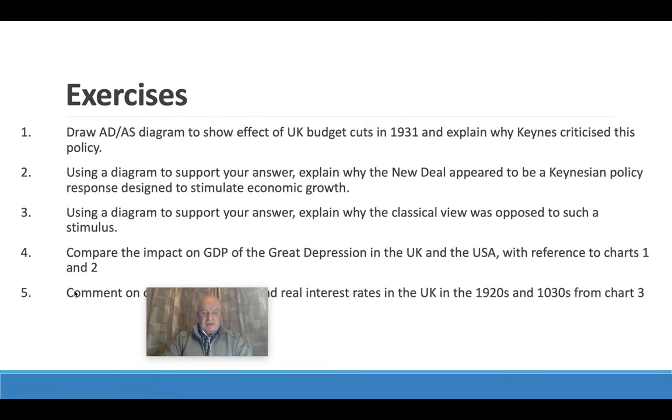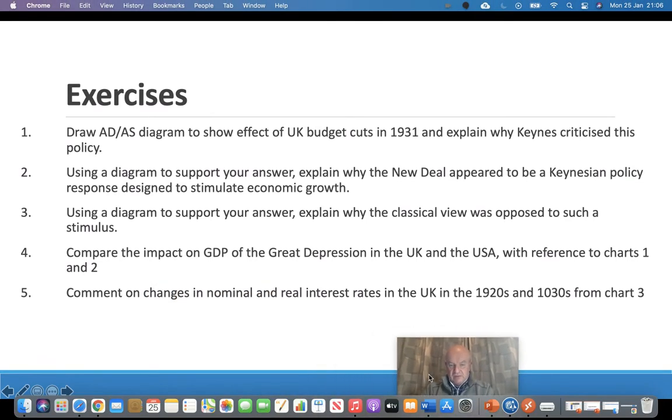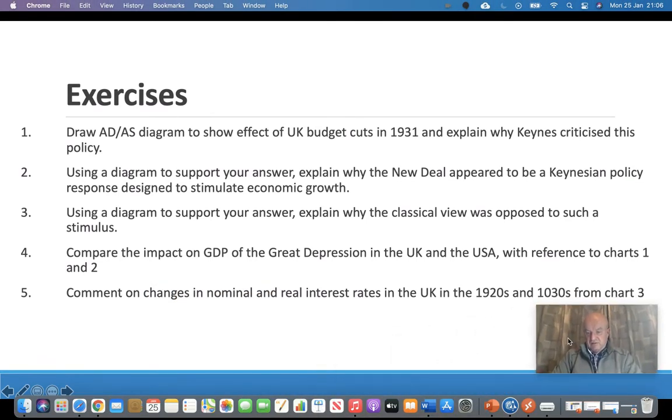And in terms of the exercises I'd like you to take a look at, and this is based on having a read around the subject, there are in fact 5 questions in total that I'd like you to take a look at, and there's some space for you to be able to complete those answers. So it ranges from drawing an AD and AS diagram to show the effect of the budget cuts in 1931 and explain why Keynes criticised this policy.